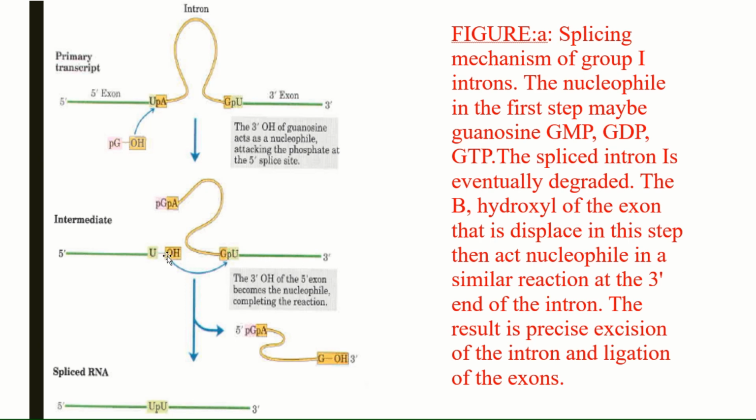There is a beta hydroxyl end of the exon. Hydroxyl that is displaced, the step that acts as a nucleophile in a similar reaction at the 3' end of the introns. The result is precise excision of the introns and ligation of the exons. The introns are out, and now the exons are binding.